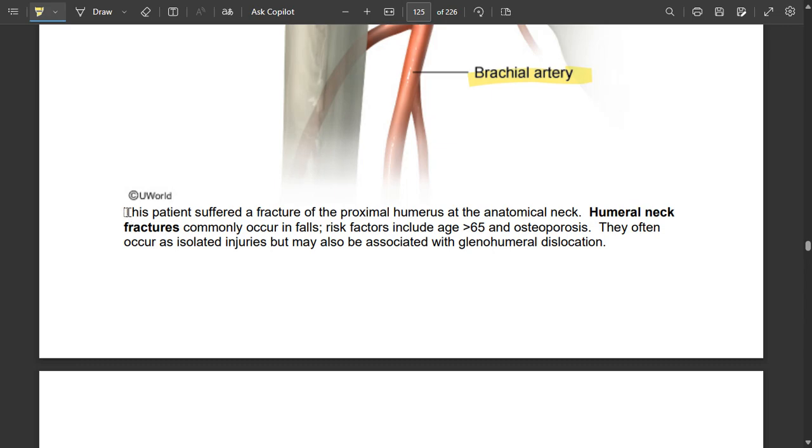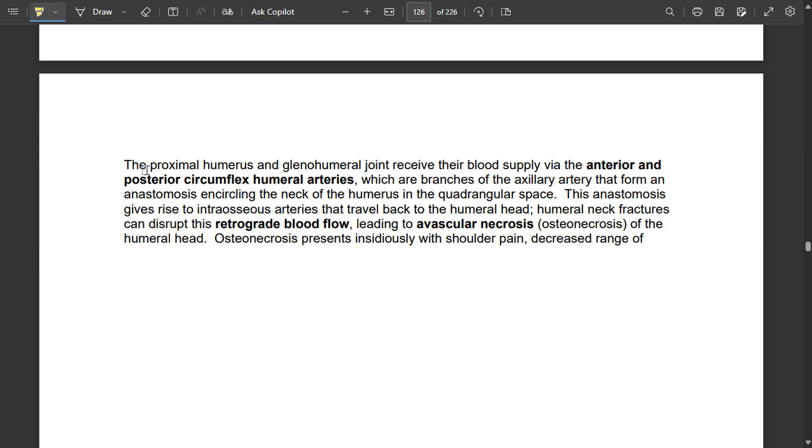Now if the patient suffers a fracture of the proximal humerus at the anatomical neck, humeral neck fracture occurs in falls, especially in people older than 65 and with osteoporosis. They often occur as isolated injuries, but may also be associated with glenohumeral dislocation. The proximal humerus and glenohumeral joint receive the blood supply via the circumflex humeral arteries. So the head of the humerus, as well as the glenoid cavity of the scapula, receive blood supply via the circumflex humeral arteries, with branches of the arteries forming an anastomosis at the neck of the humerus in the quadrangular space. So this anastomosis occurs in the quadrangular space.